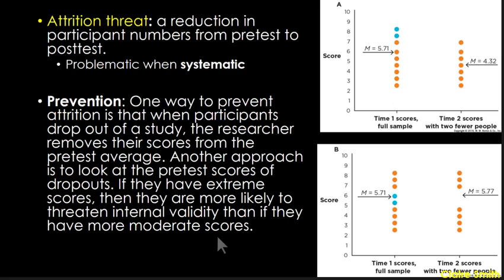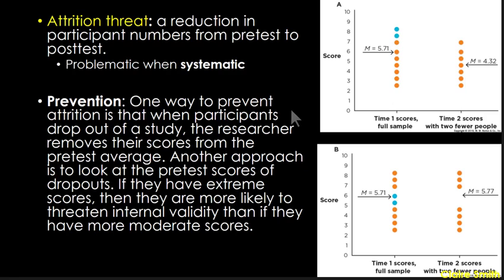So we don't know if our results are actually because our intervention worked, or if it's because the people who dropped out of the study are systematic and we're at one extreme of our scale, right? So to prevent this, when participants drop out of the study, remove those scores from the pretest average so that the participants just aren't in the results at all. Because if you leave them in the pretest, obviously that's going to affect the average. They're at that point outliers, right?